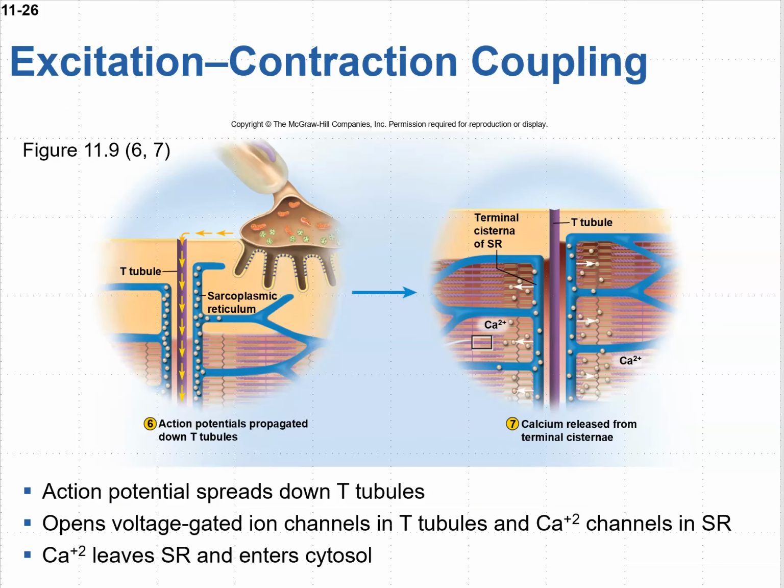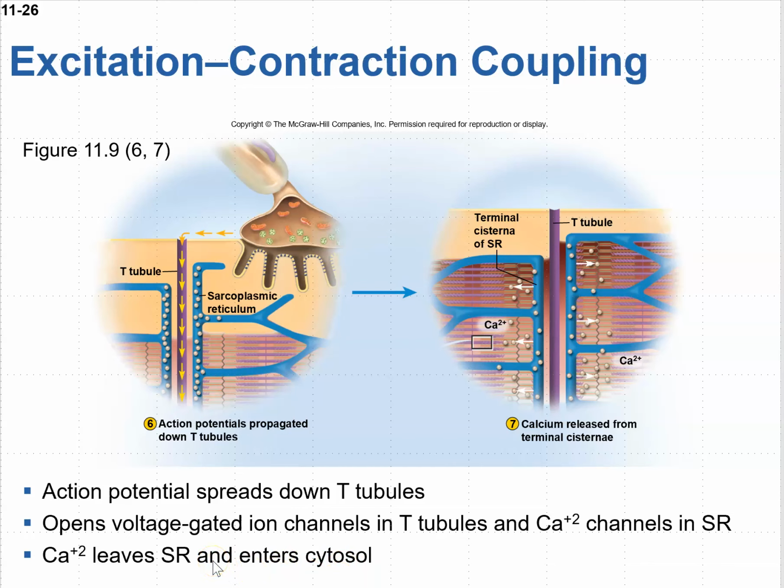So when the action potential is strong enough, it leads to the next step known as excitation-contraction coupling. The action potential spreads down the T tubules. And the T tubules, if you remember, are present at the ends of the sarcoplasmic reticulum, sandwiched between terminal cisternae. So the action potential spreads down the T tubules, and this opens up voltage-gated calcium channels. And calcium leaves the sarcoplasmic reticulum and enters the cytoplasm of the cell.